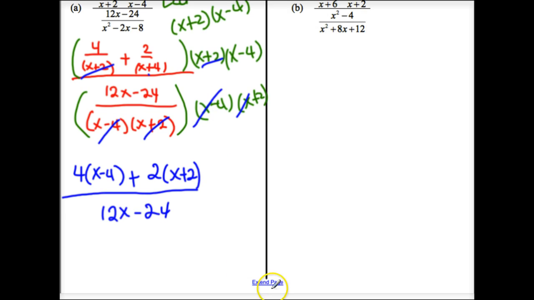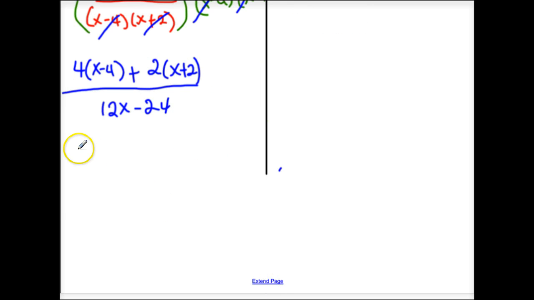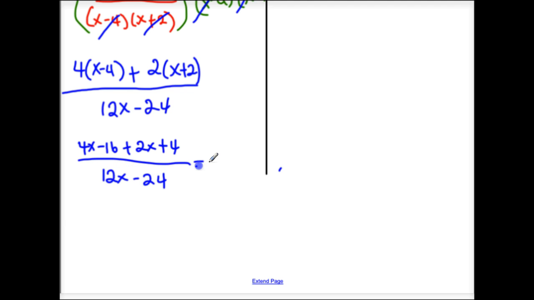Now this looks so much nicer to work with, so just distribute. This becomes 4x minus 16 plus 2x plus 4 over 12x minus 24. Then I'm going to simplify this. This becomes 6x minus 12, 6x minus 12 because negative 16 plus 4 is a negative 12. And this stays like this.